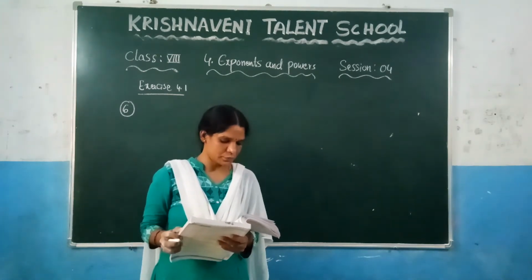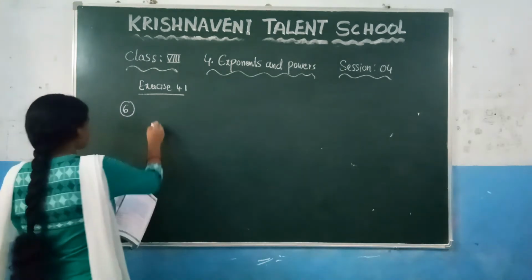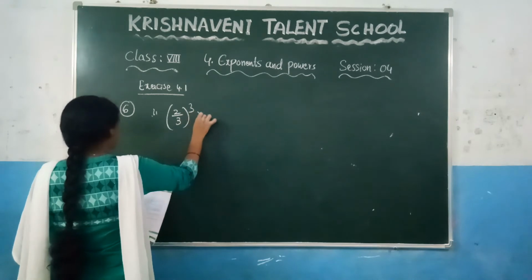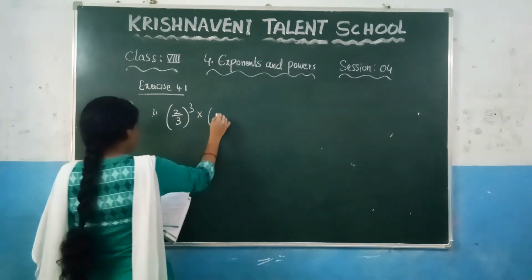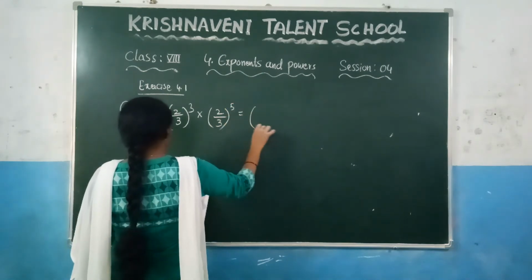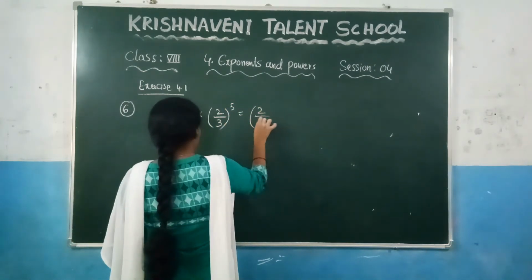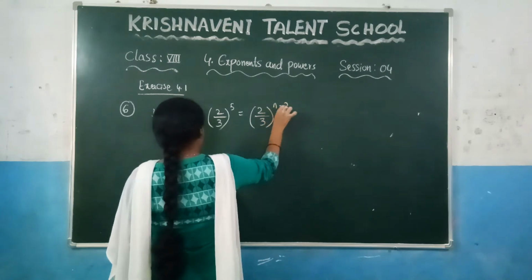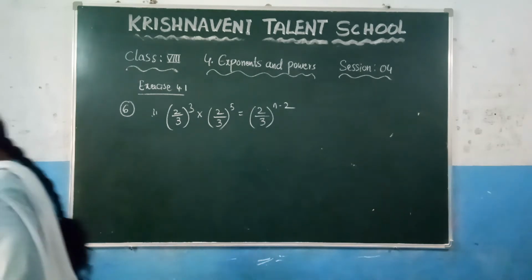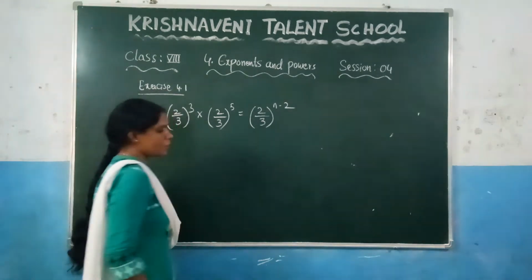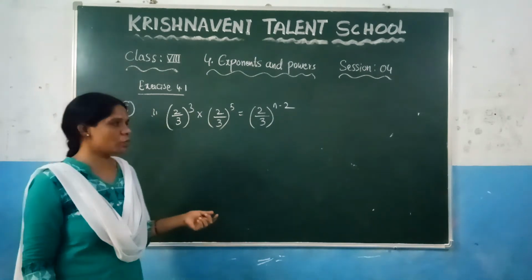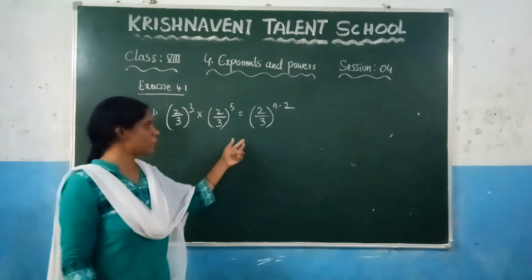See the first question. (2/3)^3 × (2/3)^5. This is the problem they have given here. What is the question given here? (2/3)^3 × (2/3)^5 is equal to (2/3)^(n−2).